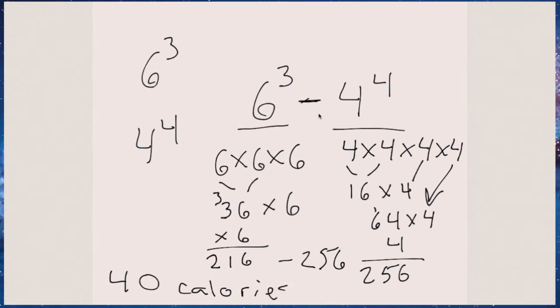Now the way we're subtracting there, we're going to end up with supposedly a negative number, but we just want to know the difference in calories. So we subtract the smaller number from the bigger number and we get a 40 calorie difference.